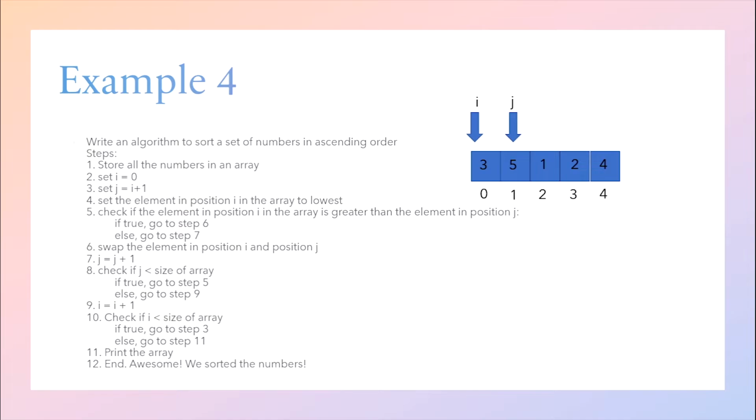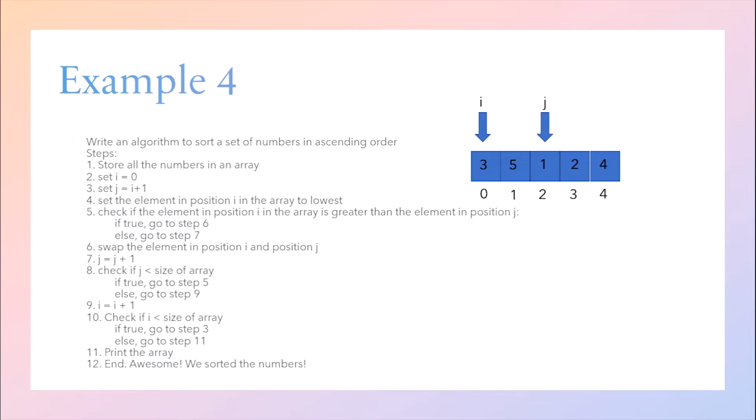So after that, we check if the element in position i is greater than the element in position j of the array. That means we check if 3 is greater than 5. But 3 is not greater than 5, so the statement is false, so we go to step 7. And step 7 tells us to increase j by 1. And after that, we check if j is smaller than the size of the array. In this case, for our example, the array holds 5 elements, so the size of the array is 5.